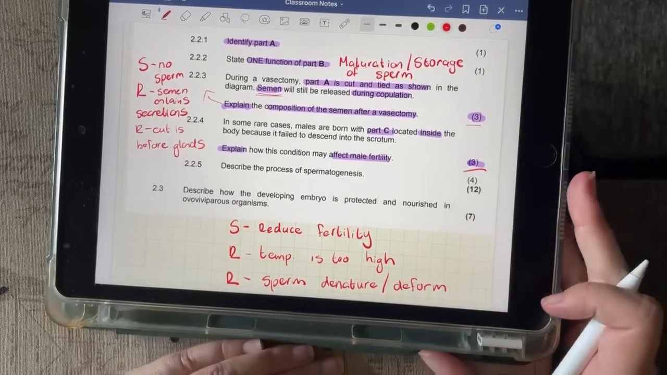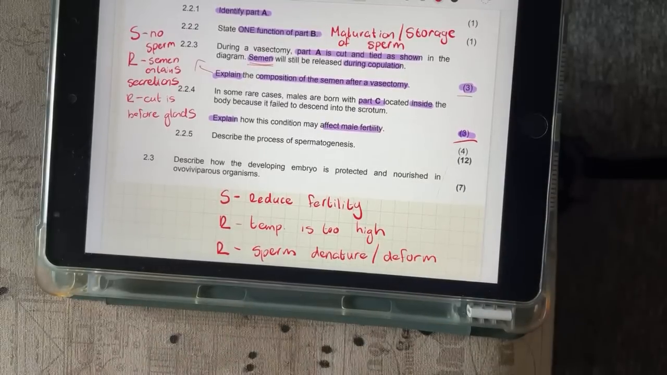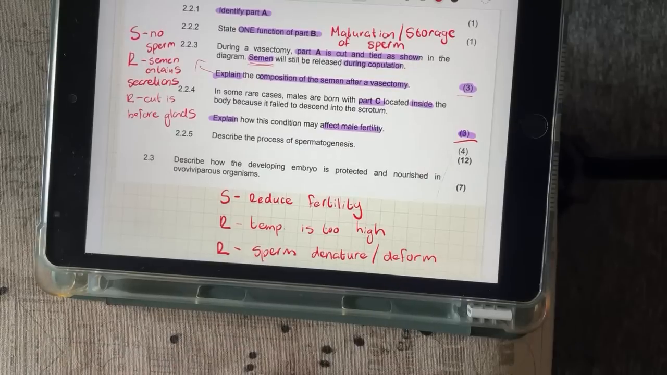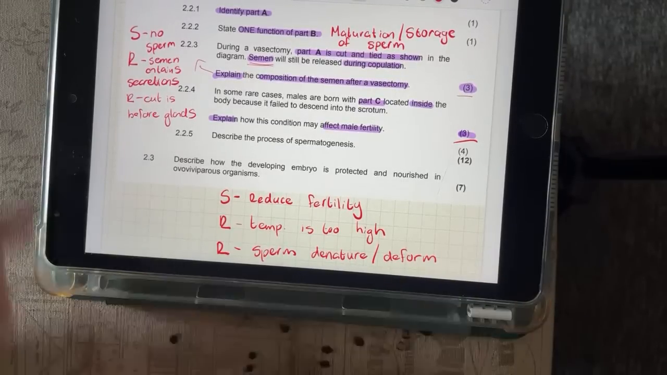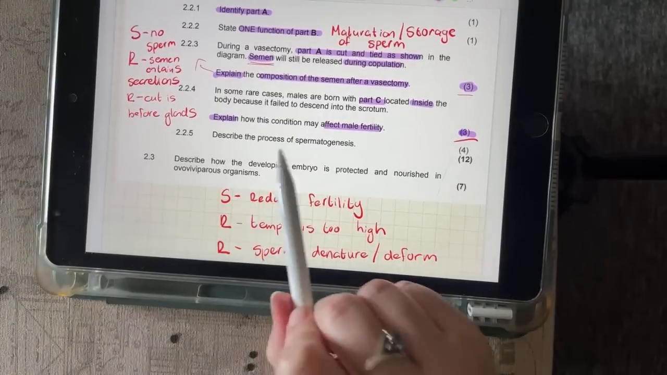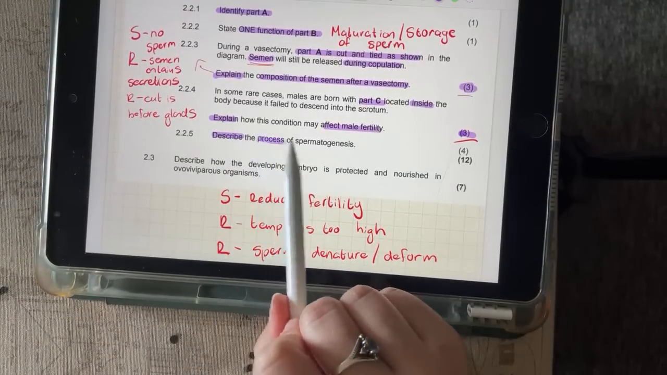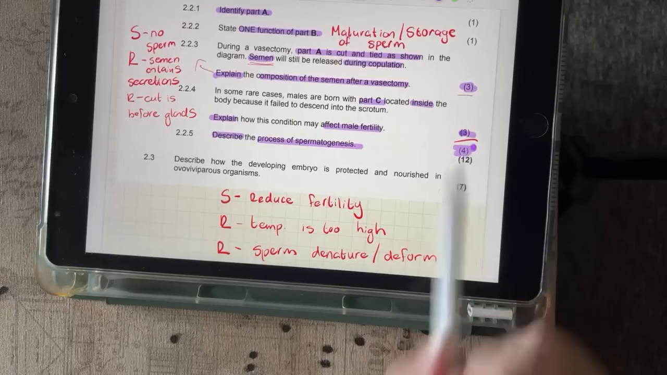You could say they don't grow correctly or properly or are able to swim, and therefore the man has a reduced fertility level. And so that's how we should be planning out our answers tomorrow when it comes to explain questions. Okie dokie. 2.2.5 says describe, it's a different way of answering now, the process of spermatogenesis for 4 marks.